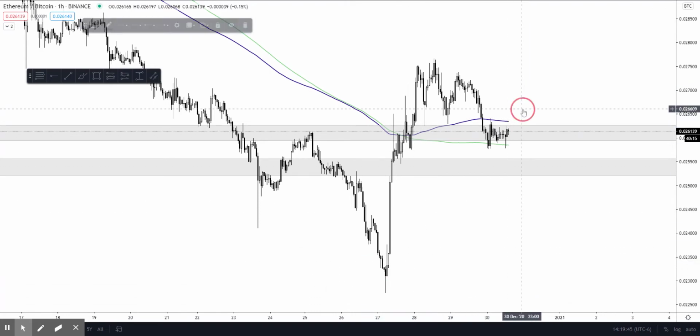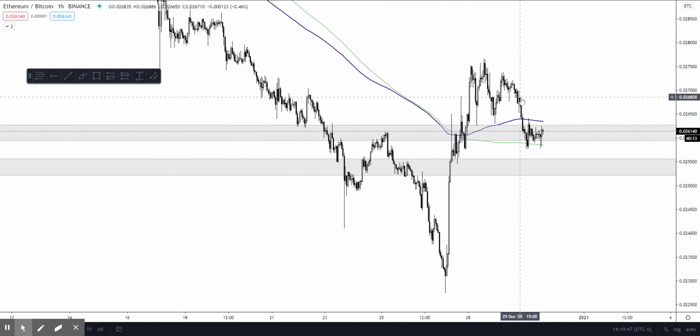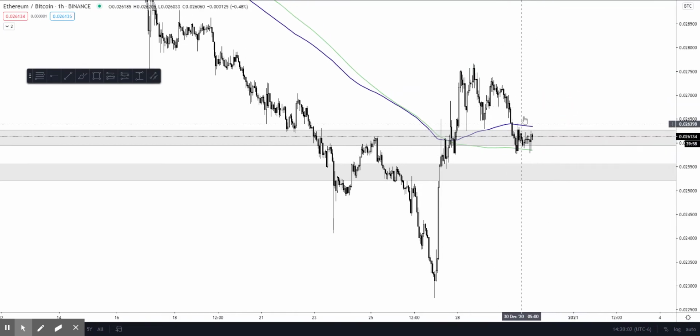All right. So ETH BTC sort of in the middle of a potential big transition in trend on a higher time frame. All right. So when you have uncertainty like that, you can expect this sort of consolidation sideways. People don't really know what they want to do.